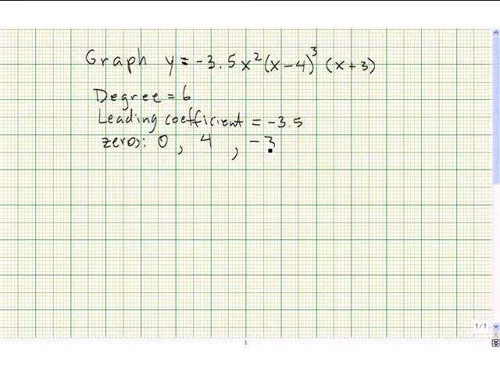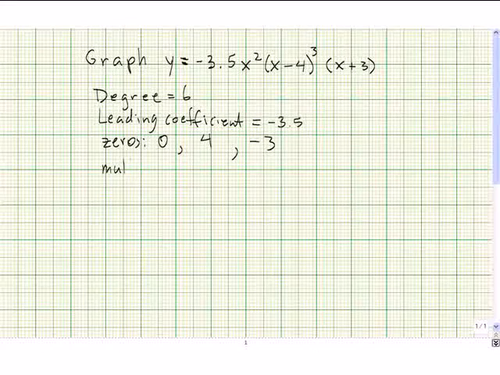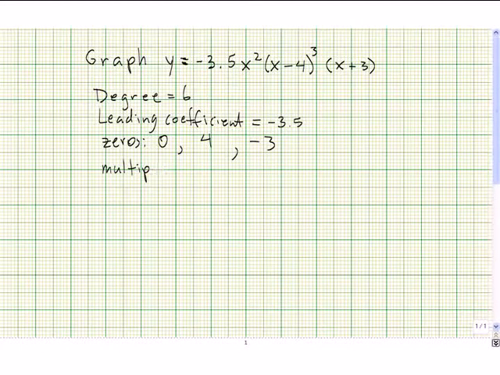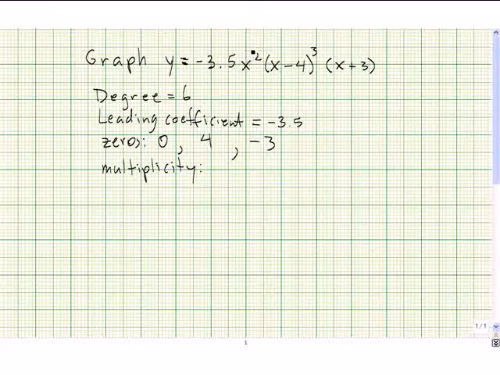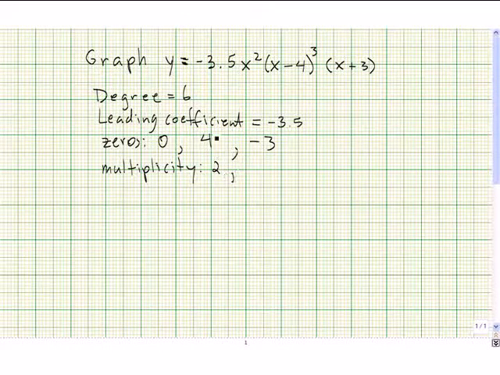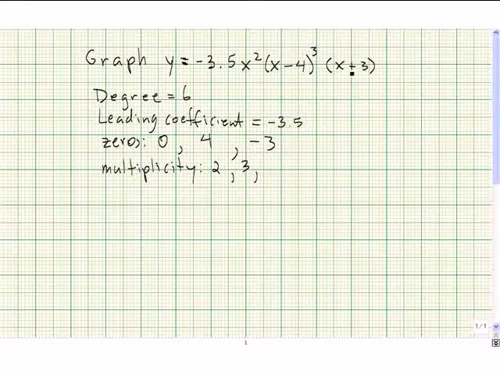We should also note what the multiplicity of each zero is. The multiplicity of 0 is 2. The multiplicity of 4 is 3. And finally, the multiplicity of negative 3 is 1.